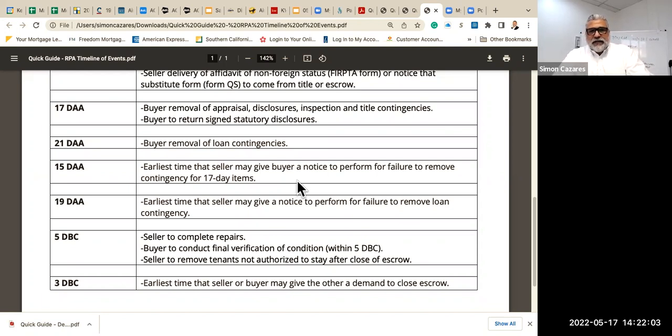Earnest time that the seller may give notice to perform for failure to remove loan contingencies. Okay, the 19 days after acceptance.